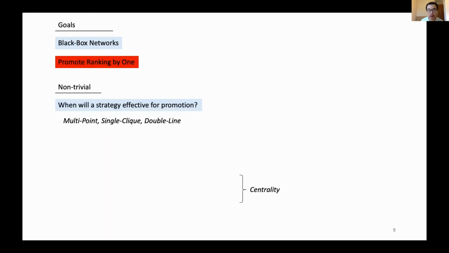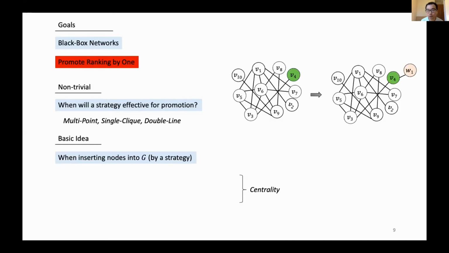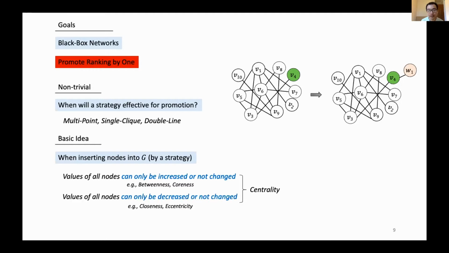To answer this question, our idea is that for all the centralities, like degree, like closeness, we divide them into 2 groups. The condition for the division is that when we insert nodes into the graph, there are 2 cases for the nodes. The first case is that the values of all nodes can only be increased, and centralities like betweenness and coldness have this property. The second group of centralities, like closeness and eccentricity, have the property that the values of all nodes can only be decreased if we insert nodes into the graph.